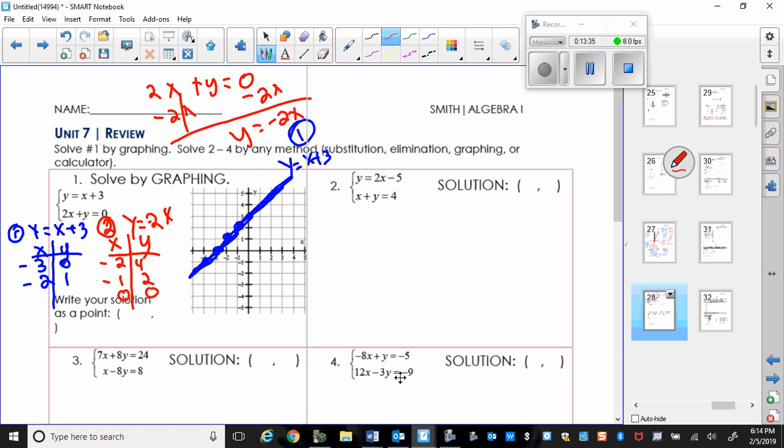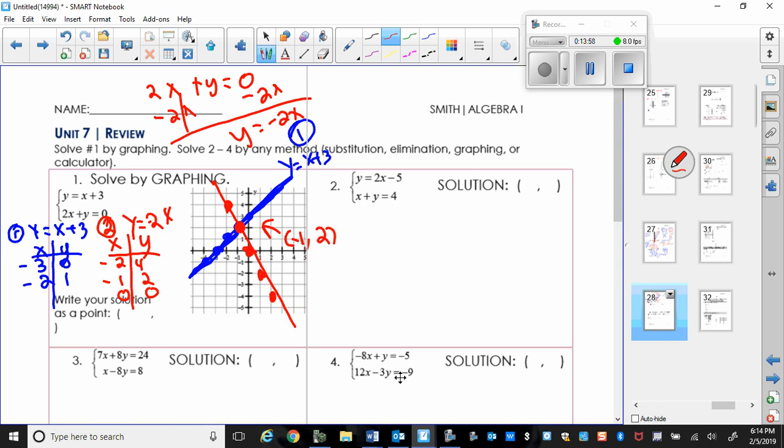So negative 2, up 4, right? Negative 1, up 2. There's my intersection. 0, 0, and I can just keep going. And I create my line. And here's my intersection. My x value is left 1, so negative 1. Y value is positive 2.